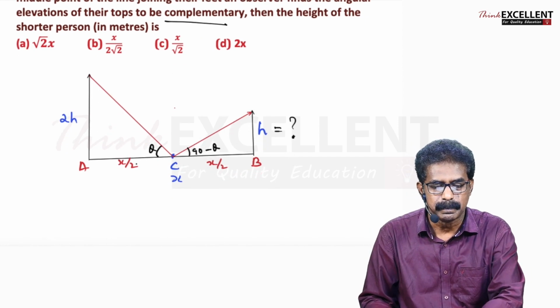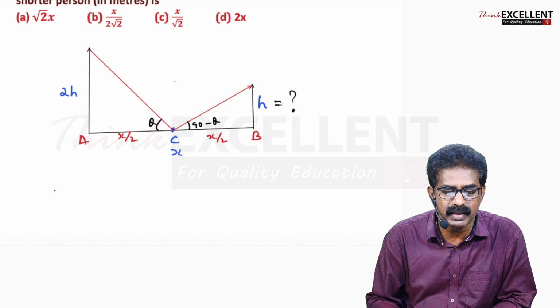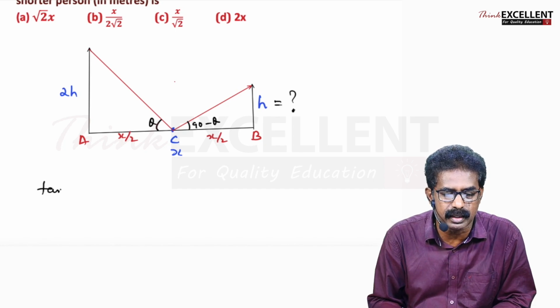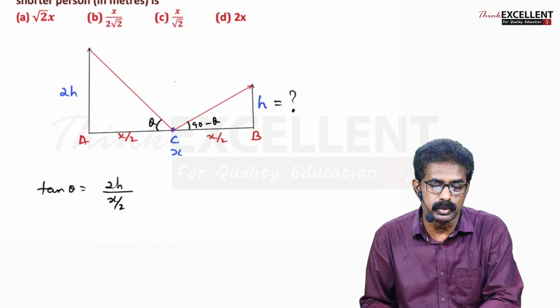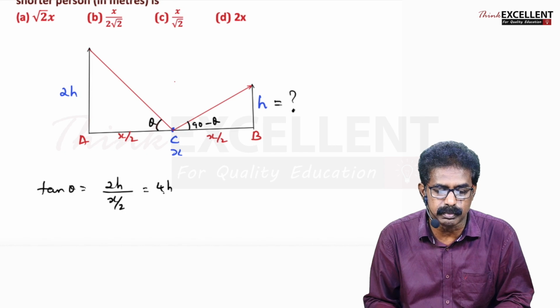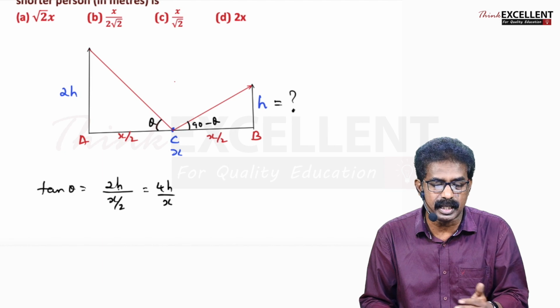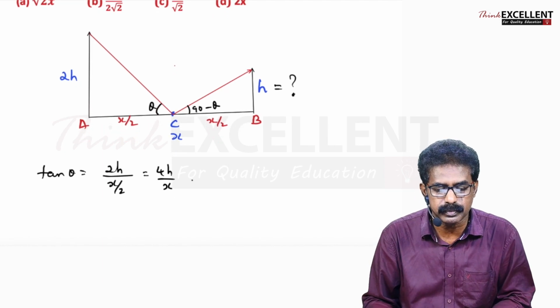Okay, let us see. Now I'm taking the first triangle. From the first triangle, I'm finding tan theta. What is tan theta? Opposite side by adjacent. This x by 2, the 2 goes up. So 2 into 2, 4. You are getting 4h by x, right? Because this 2 goes up, already 2h is there. So it is 4h by x.